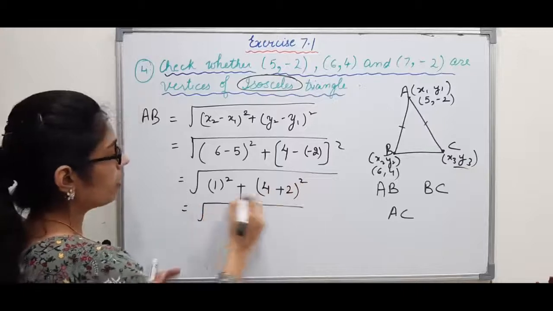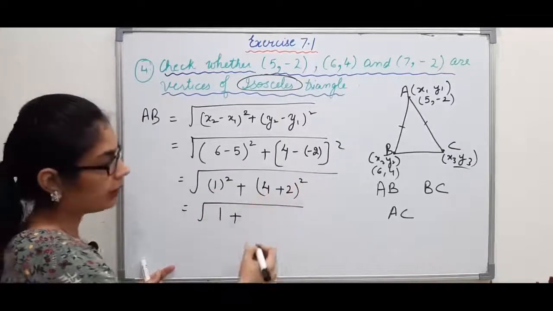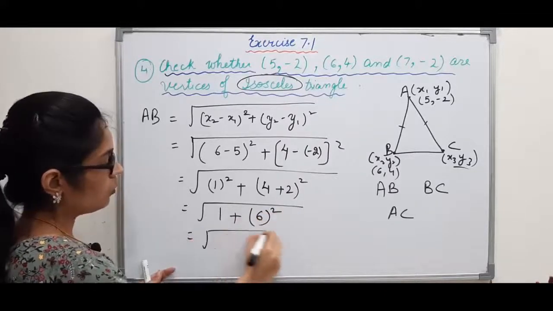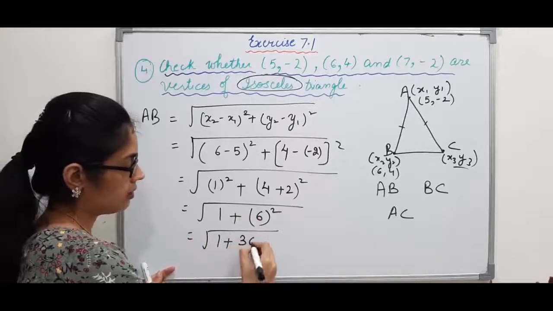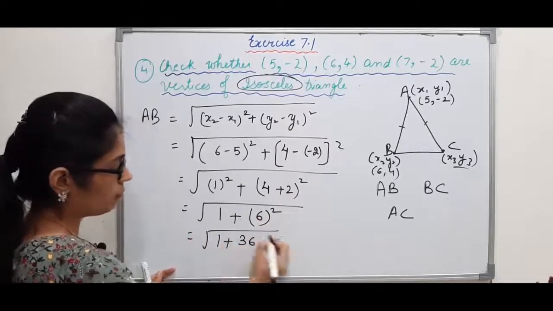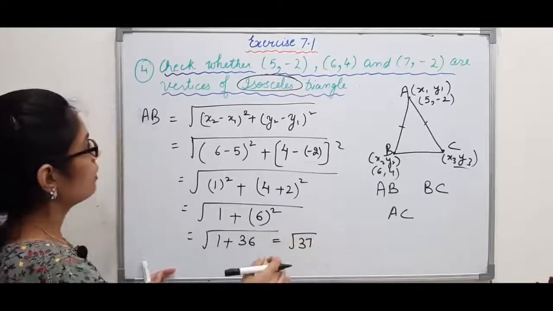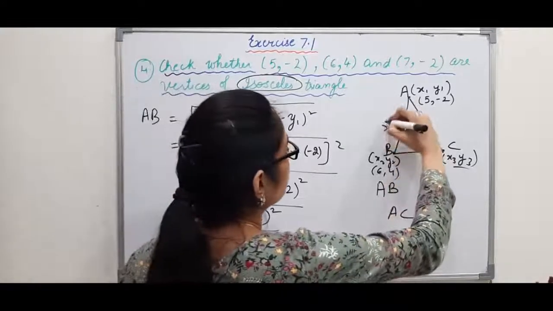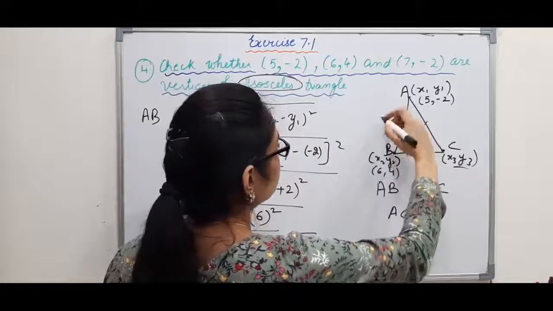So 1 square will be 1 into 1, which is 1. 4 plus 2 is 6, whole square of 6. So 1 plus 6 into 6, it is 36. So I got 1 plus 36, it is root 37. So AB is under root 37. So I have got the distance between points A and B, which is root 37.